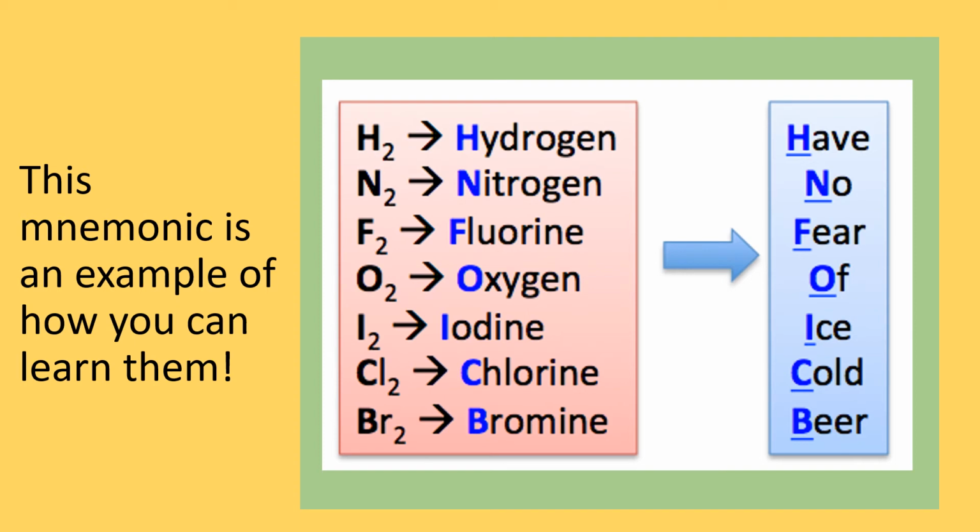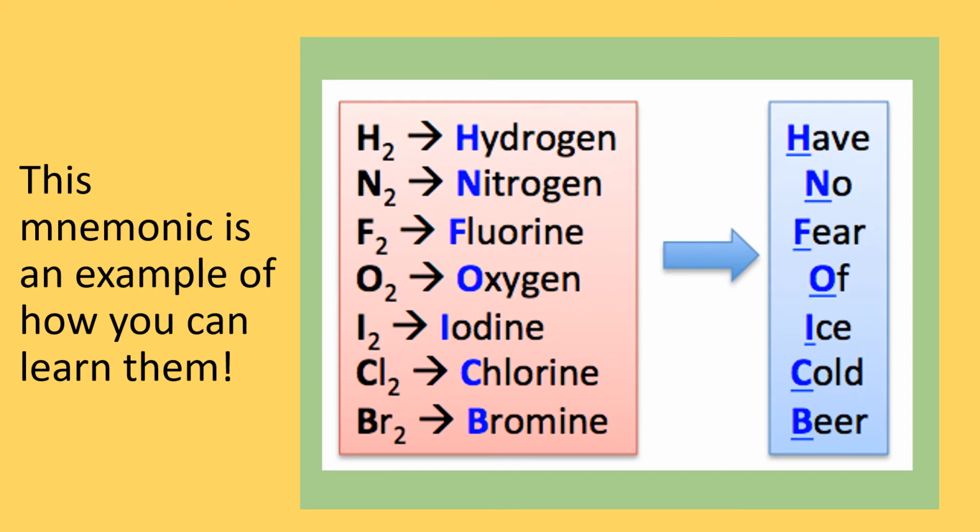The idea being that you make up a phrase using the first letter of each element to make a memorable or funny phrase to help you to remember each one. So for hydrogen, nitrogen, fluorine, oxygen, iodine, chlorine and bromine, we can take the first letters and change the words to have no fear of ice cold beer. It's something that's snappy, catchy and hopefully easy for you to remember in order to memorize these.